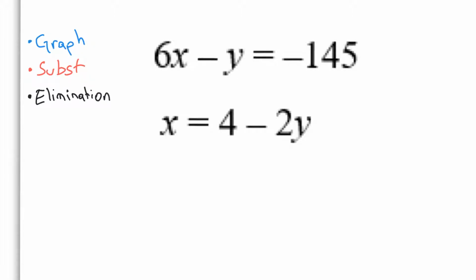Let's look at the first one here. Notice that we have one equation in this system, on the bottom, x equals 4 minus 2y, where the variable x is by itself. When you have a system with a variable by itself, it doesn't matter if it's the x or the y, it is best to use the substitution method. So I would use substitution for this system.